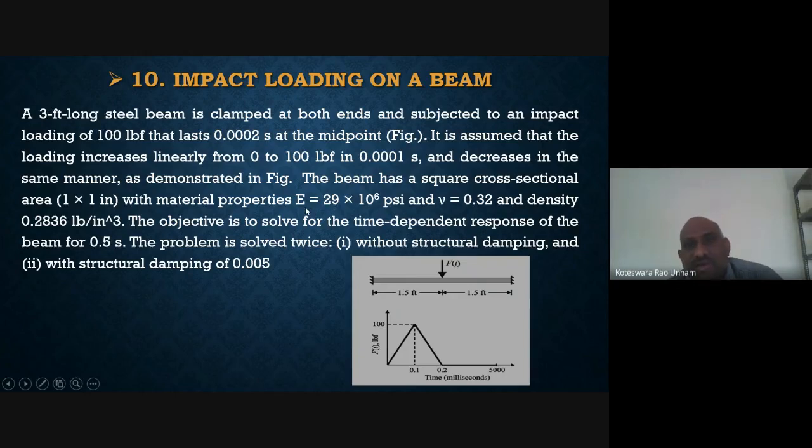See, Young's modulus E is in PSI, which means pounds per square inch, that is lb per inch squared. So this is also in inches. Even density is given in inches. So you just need to convert the length into inches. One foot is equal to 12 inches, so you will get 36 inches. The length of the beam is 36 inches. Instead of taking it in feet, we will model in inches.